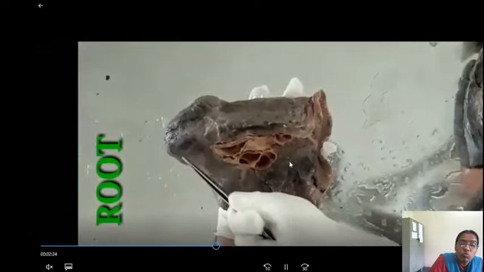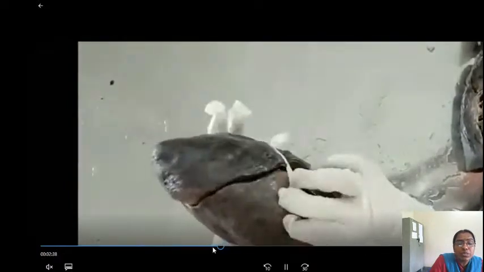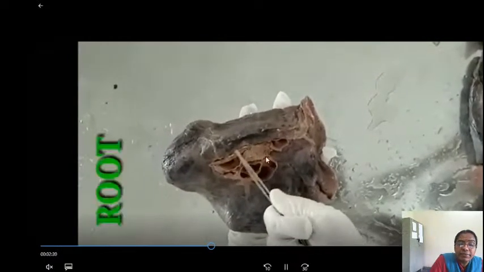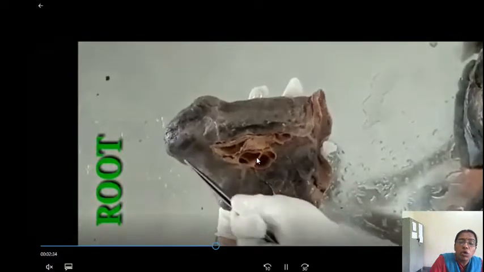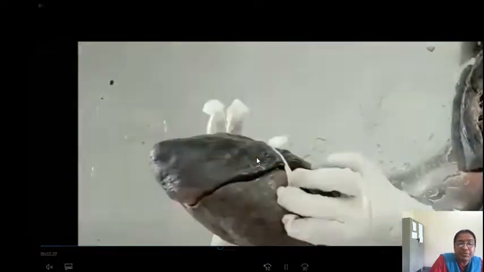Within the root, the hilum is present. So this is what we are seeing, the hilum of the lung, where some structures will be coming in and some structures will be going out. We will be seeing that later because our part now is side determination.